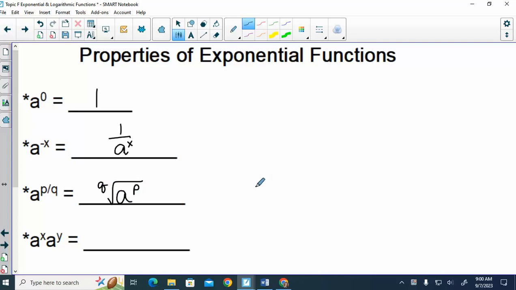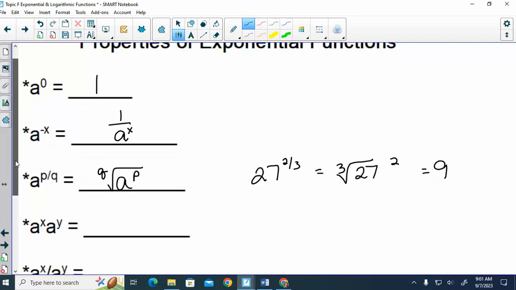So if I said like 27 to the 2/3 power, what that means is the cube root of 27 squared. And it doesn't matter if that square goes under the radical or outside, it's the same answer. So what is the cube root of 27? 3. And 3 squared is 9. So a fraction means a radical. A fraction exponent is turned into a radical.